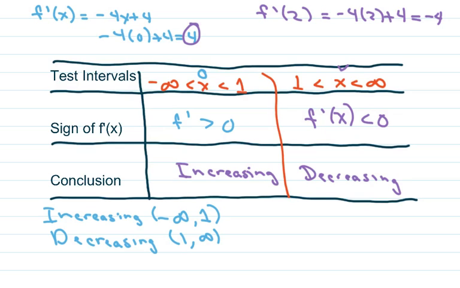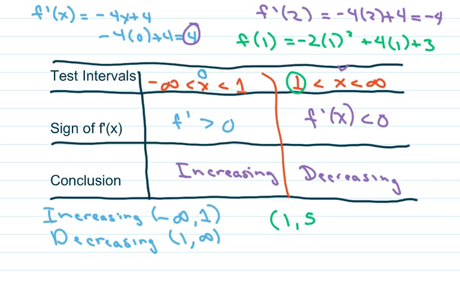And then I'm going to use my critical number 1 here, plug it back into my original equation. f of 1 equals negative 2 times 1 squared plus 4 times 1 plus 3. And that's going to give you 5. So when we plug in 1, we get 5.